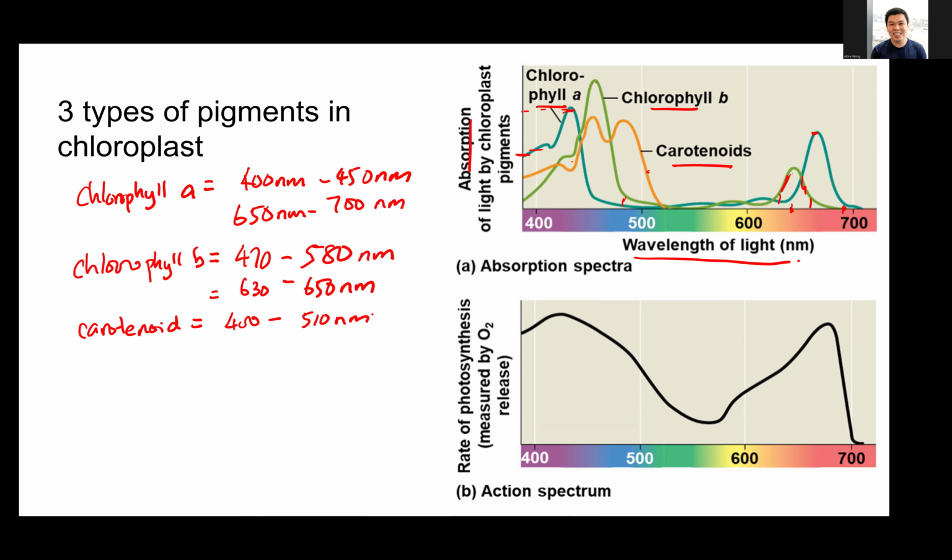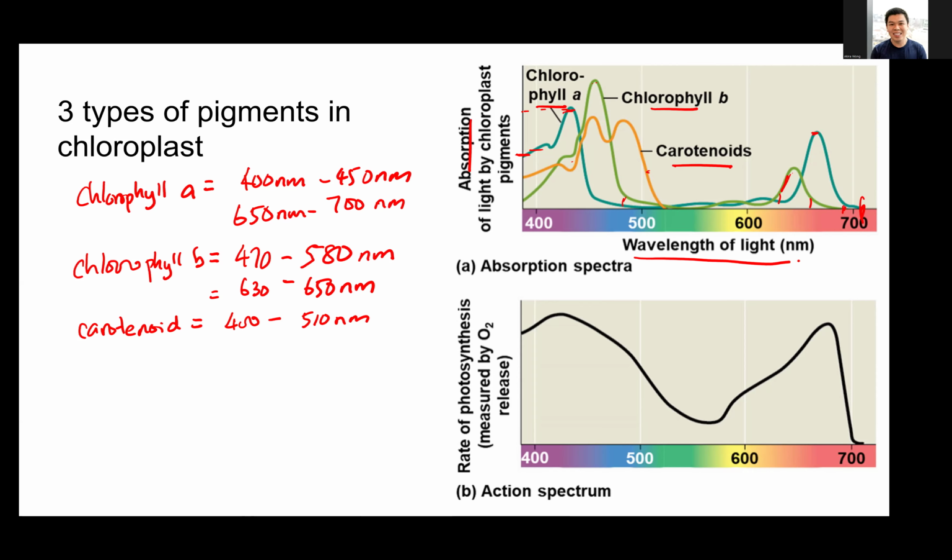Notice that the color of the graph kind of represents the colors that you see with your naked eye. Carotenoid, because it cannot absorb any color past 520, appears orange because it cannot absorb colors around the orange region. Chlorophyll A and chlorophyll B appear green because they're pretty bad at absorbing energy around this region.